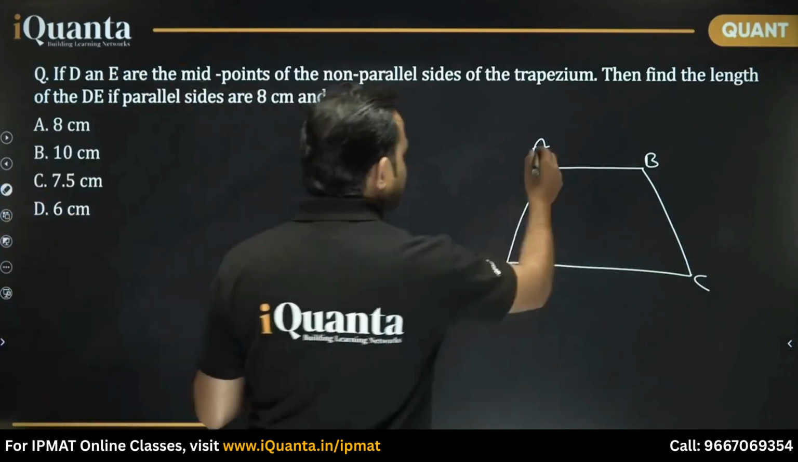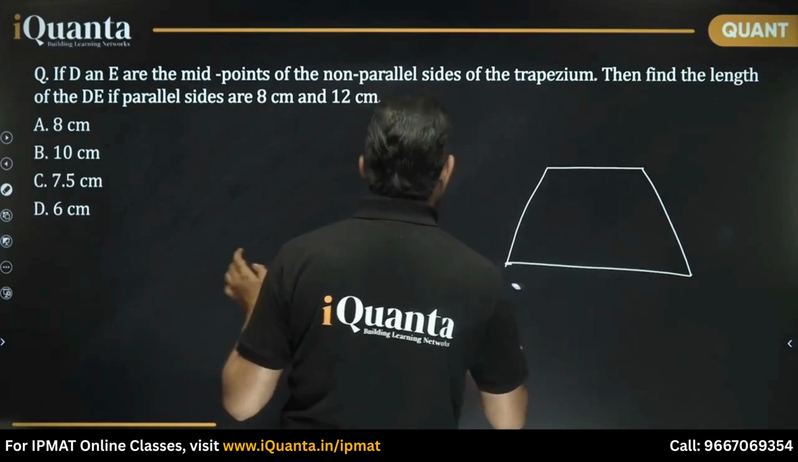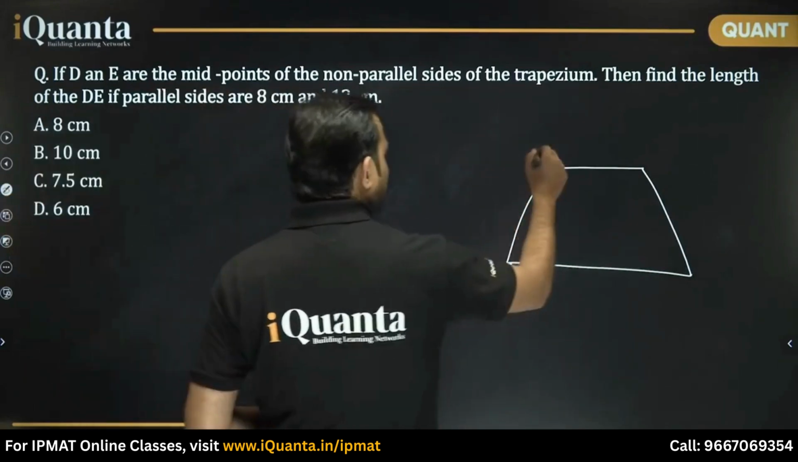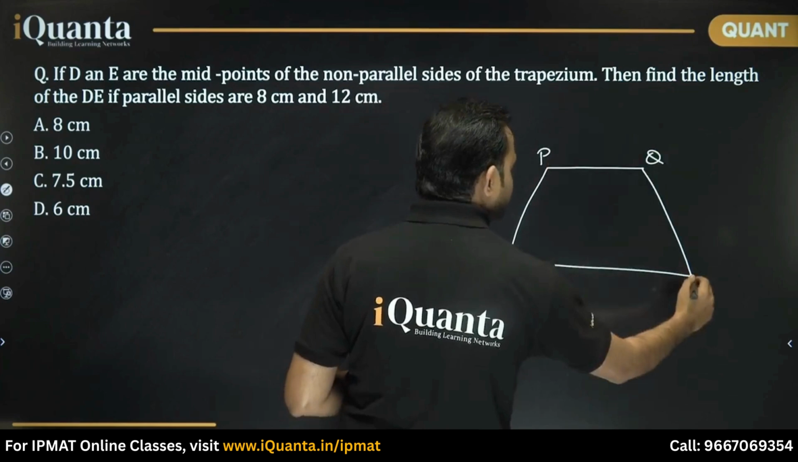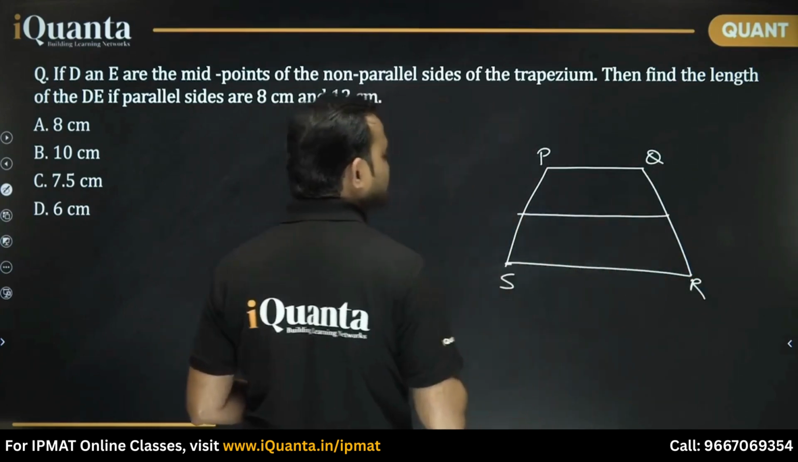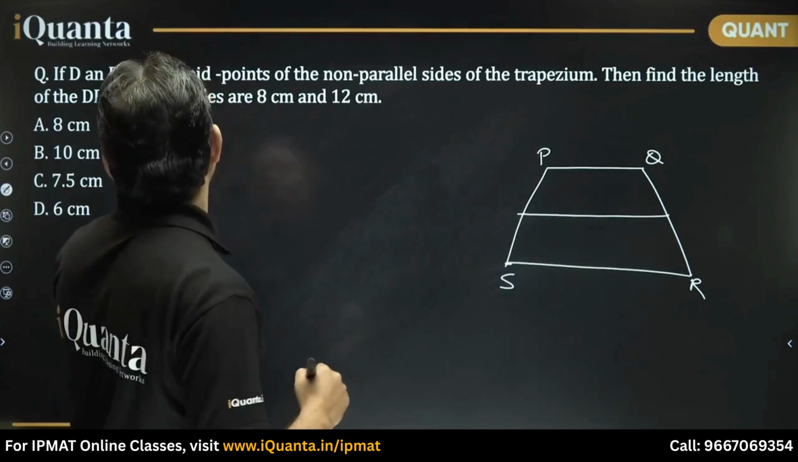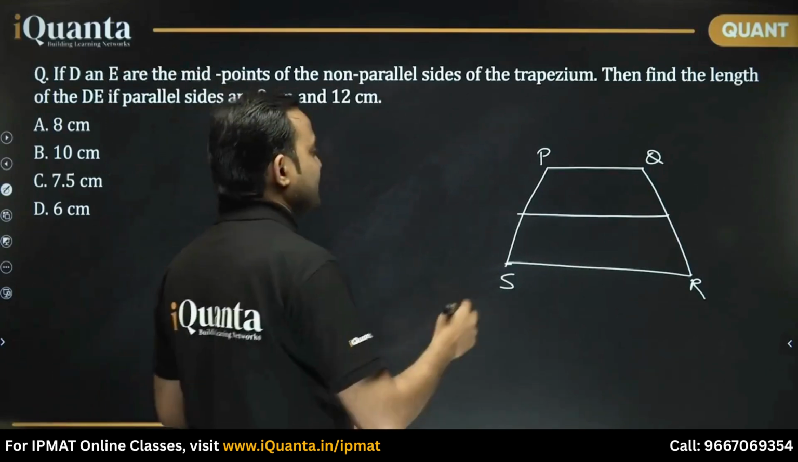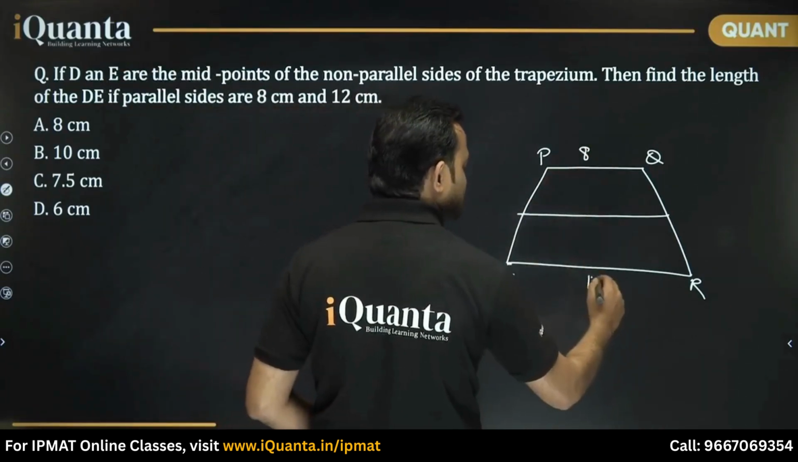So let's take this PQRS. P, Q, R, and S. So midpoint of this, like this. Then find the length of DE if parallel sides are 8. This is 8 and this is 12 centimeter.